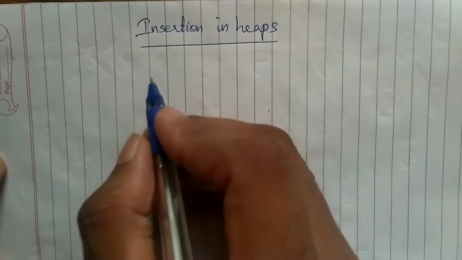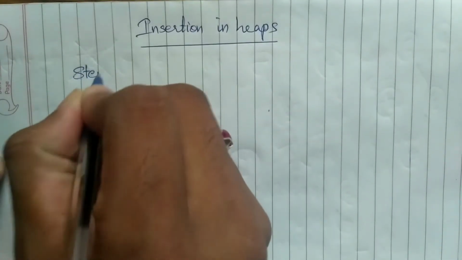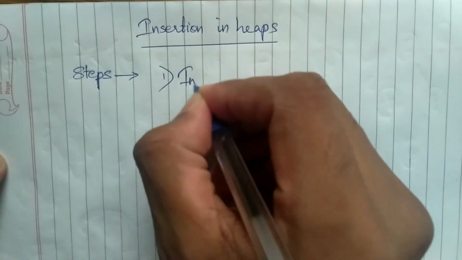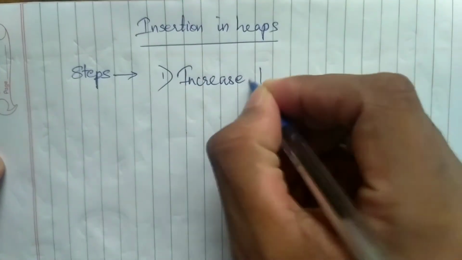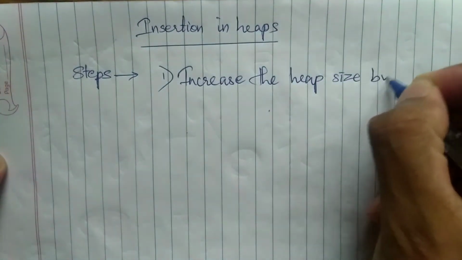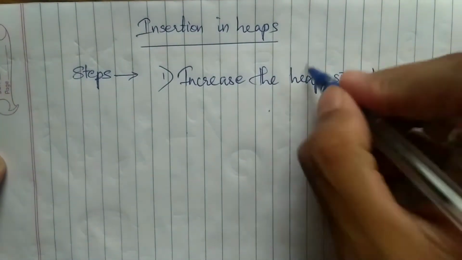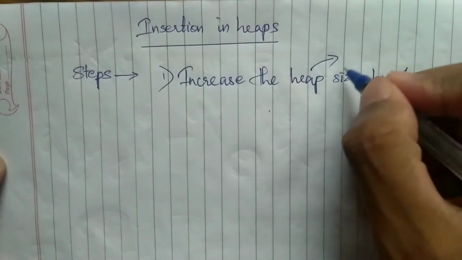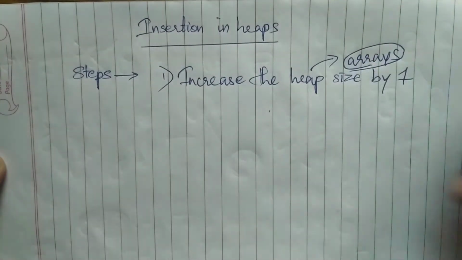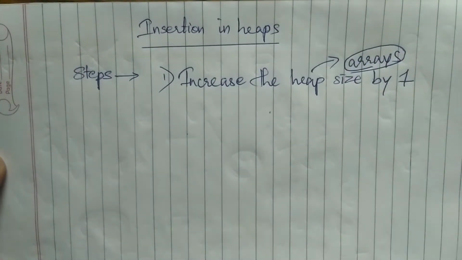The next topic is insertion in heaps. So what are the steps to be followed in the insertion of heaps? First step is increase the heap size by 1. How are the heaps represented? Heaps are represented using arrays. So we can increase the array size by 1.